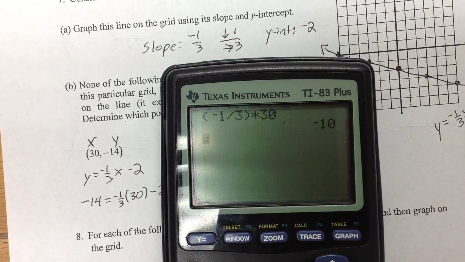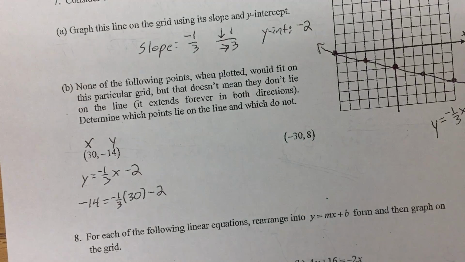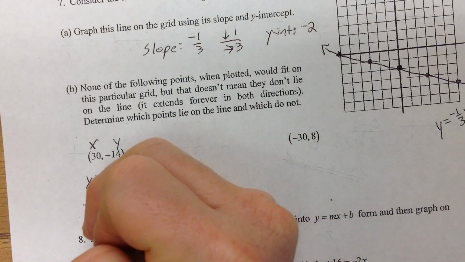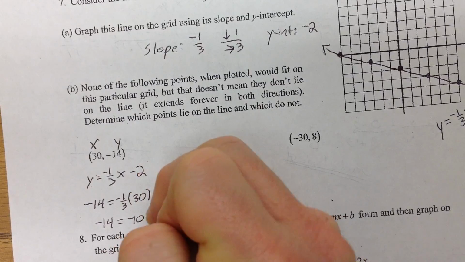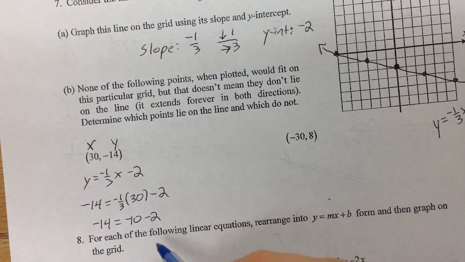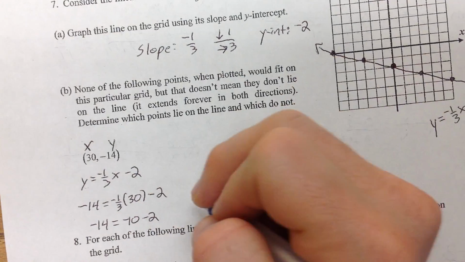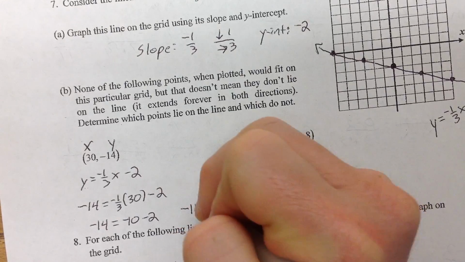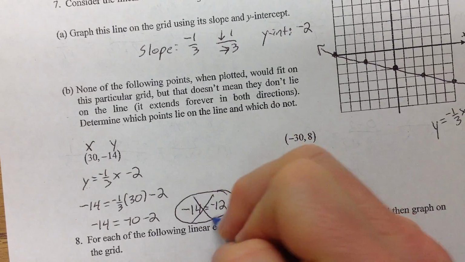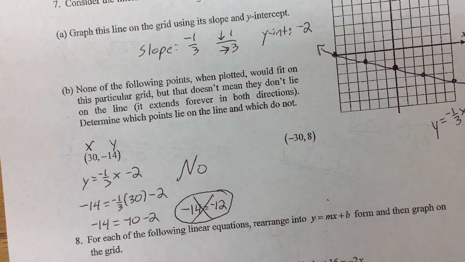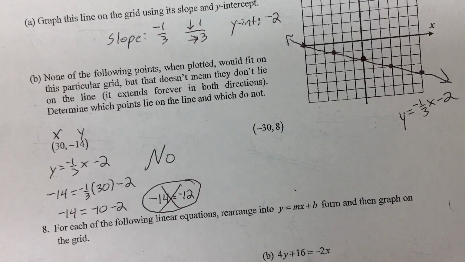And we get a negative 10 there. All right, so this is going to be negative 14 equals negative 10 minus 2. Negative 10 minus 2 is negative 12. So this first one does not check out, so this would be a no. All right, let's try the second one.